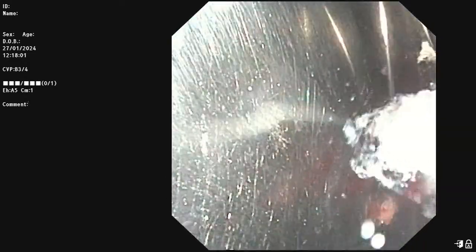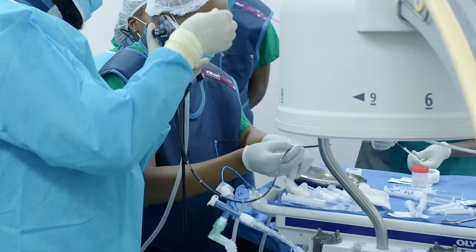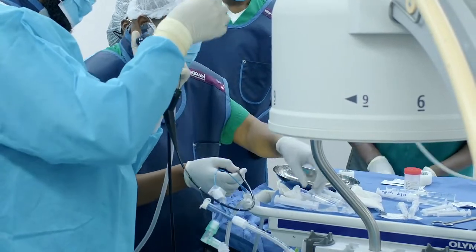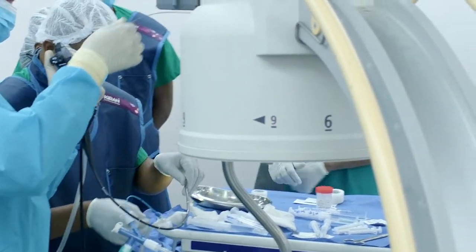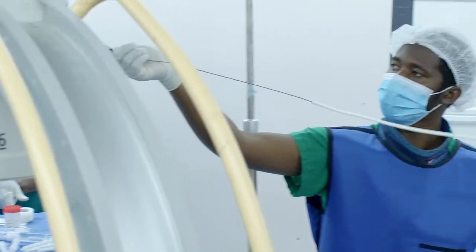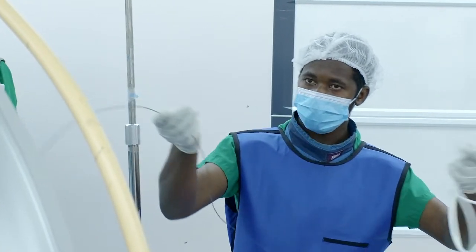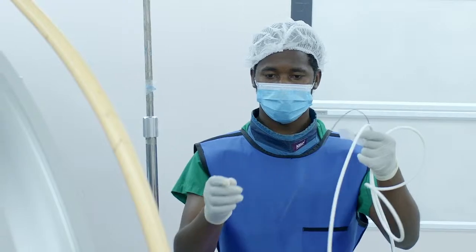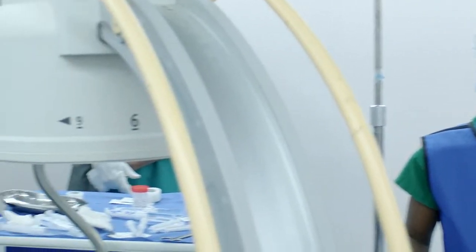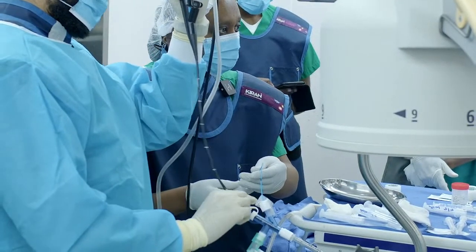Yeah, the recommendation is 3 to 6 samples, usually from 2 segments. So we've done, we'll see. Yeah, we can take another one from a different segment. But the probe can come out now. Let's check for bleeding. Okay.